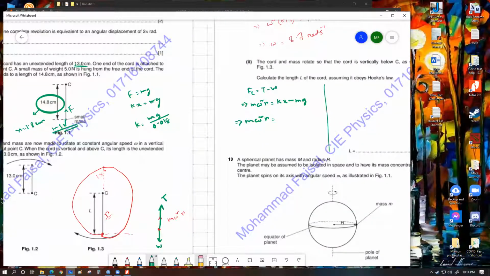সো এখানে কে এর ভ্যালু হিসেবে লিখতে পারি mg ডিভাইডেড বাই 0.018, আর এই সিচুয়েশনের এক্সটেনশনটা হবে, this is the full length of the string right now, the original length of the string was 13.0 centimeter। তাহলে এই সিনারিওর জন্য এক্সটেনশনের ভ্যালু হচ্ছে l minus 0.13। এটা হচ্ছে এই সিচুয়েশনের জন্য স্ট্রিং এর এক্সটেনশন। So might as well remove this pencil mark vertical line.